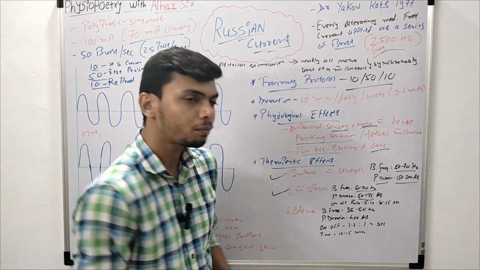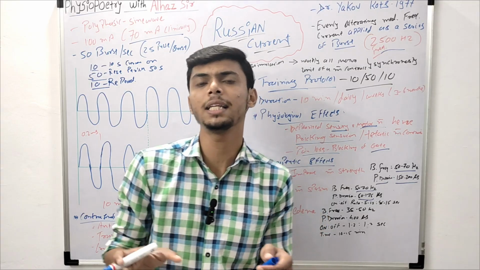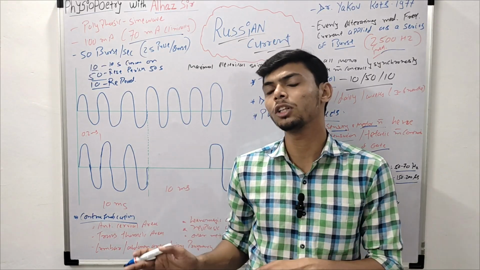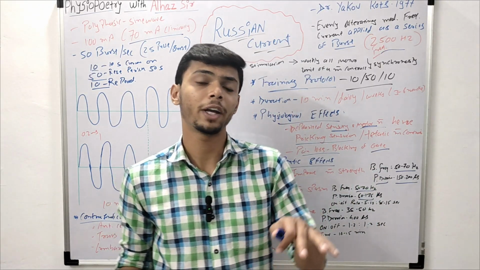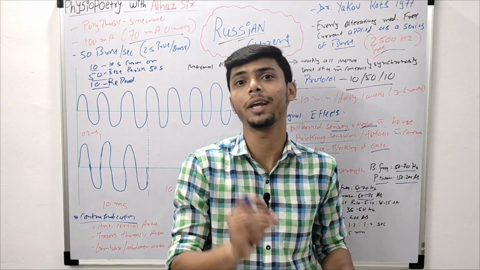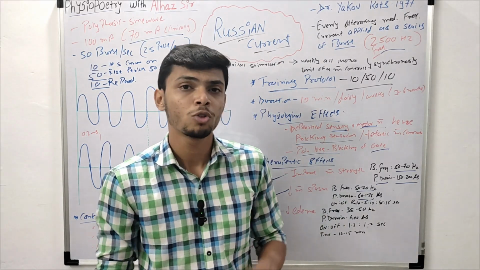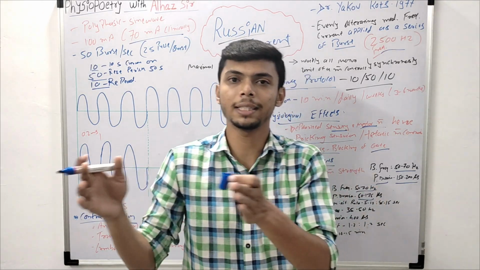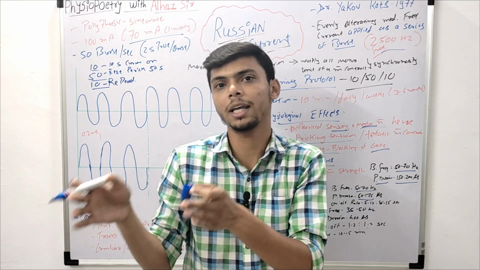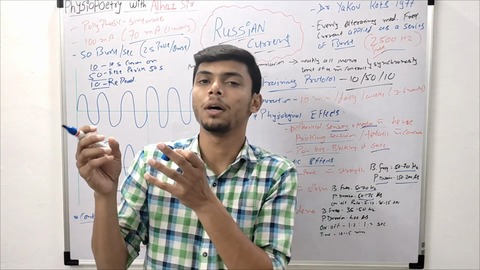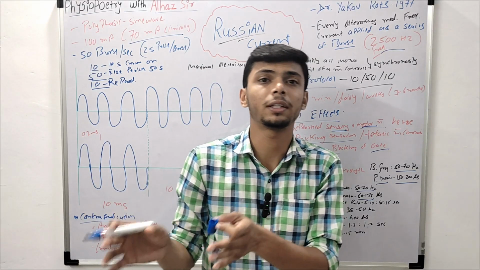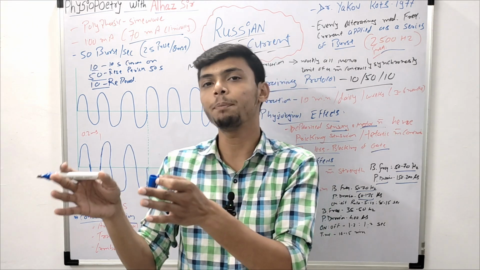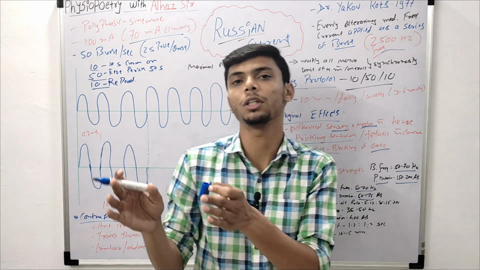The on-off ratio. On-off ratio means for how many seconds your current is being applied. It does apply in Russian current also, and we also discussed on-off ratio in ultrasound. So what is this on-off ratio? On-off ratio means for how many seconds the current stays on, for how many seconds the patient is receiving the current.